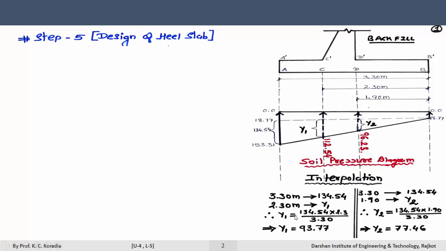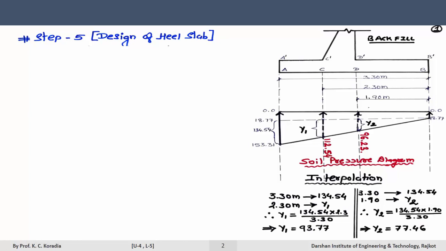Therefore, we will get Y1 equals 134.54 into 2.3 divided by 3.30, which gives the value as 93.77 kN per meter square. This is the pressure intensity increase at point C with reference to point B. But we have an initial pressure of 18.77 kN per meter square, which will be added to this Y1 value. The total pressure at point C will be 112.54 kN per meter square.